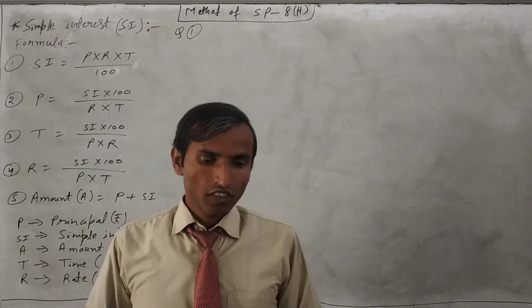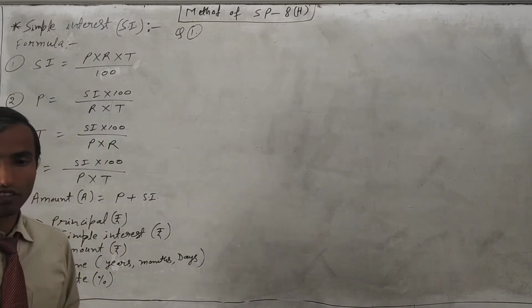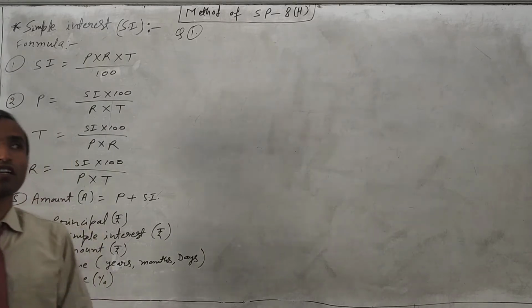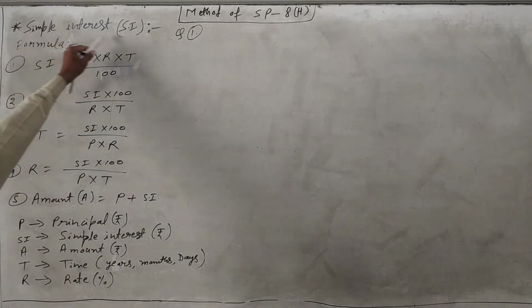Hello students. In the previous class I explained up to exercise 8G, which is based on profit and loss. Now we have to solve the next topic, simple interest, SI.